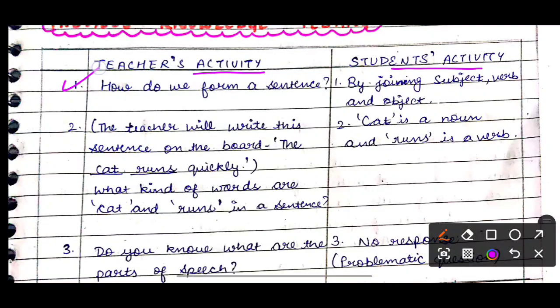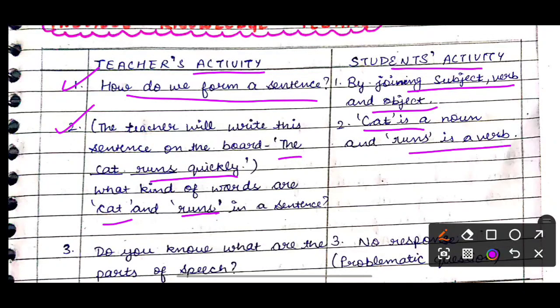So the first question would be, how do we form a sentence? The expected answer is that students will say by joining subject, verb and object. Then the teacher will write the sentence on the board: the cat runs quickly. Then we will ask the question, what kind of words are cat and runs in a sentence? They will tell us that cat is a noun and runs is a verb.